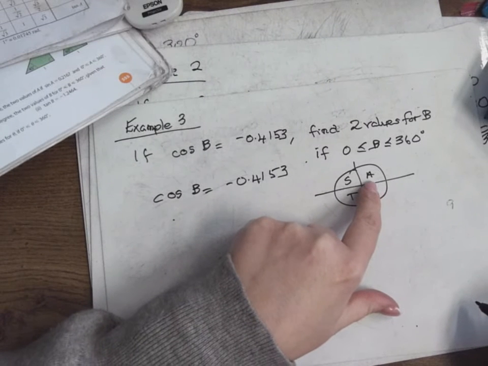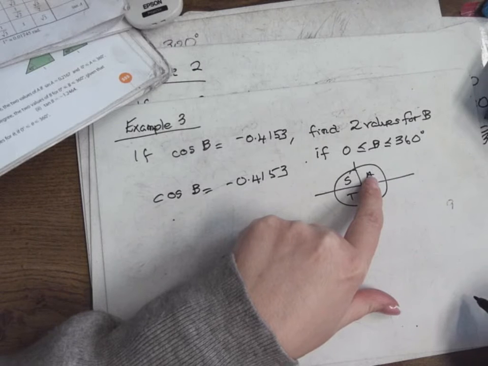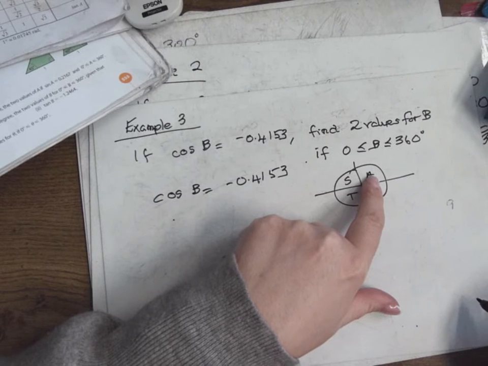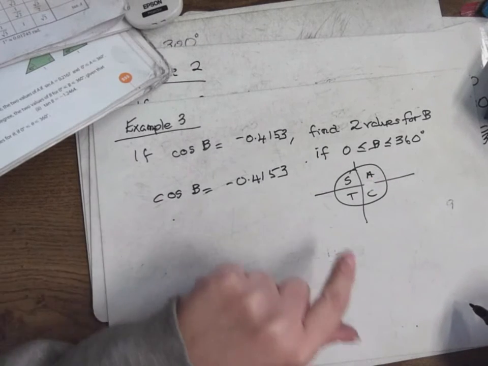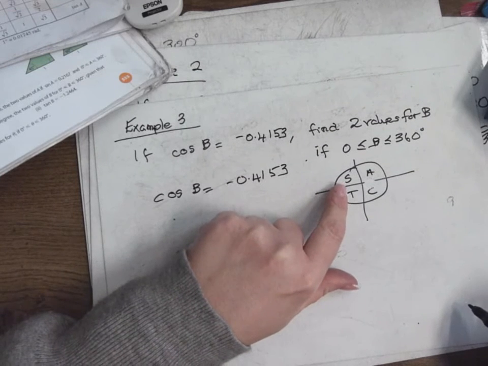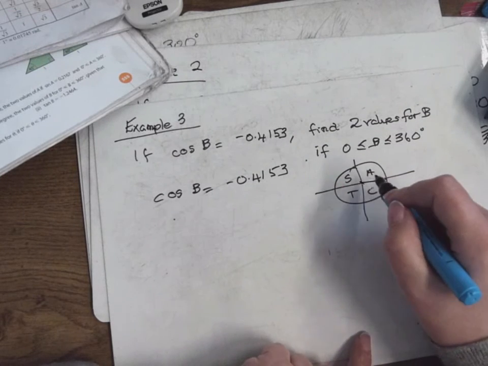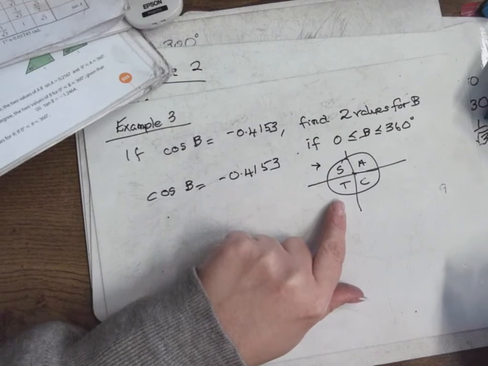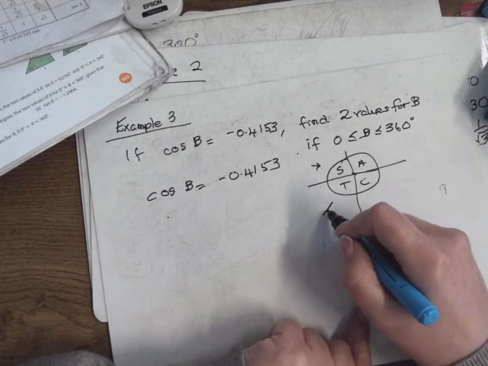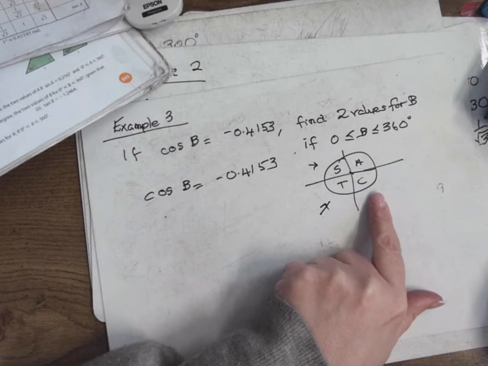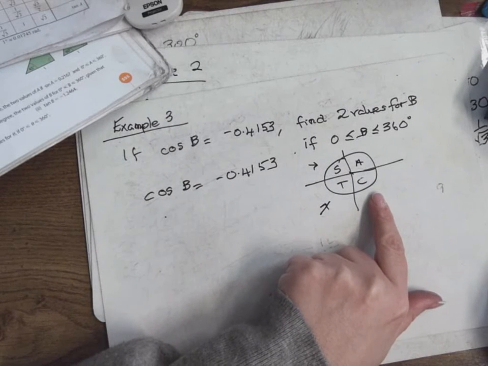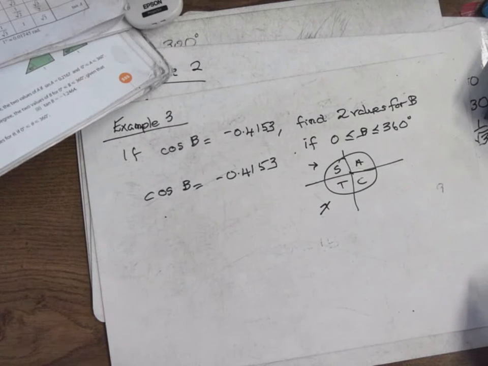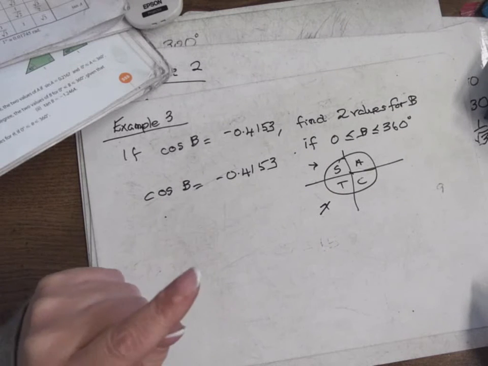So is there one in the first quadrant? No, because in the first quadrant cos is positive. So that's not an answer, yeah? In the second quadrant, is cos positive or negative? Negative, so there's going to be an answer in here. Here, is cos positive or negative? Negative, so there's an answer in here. Would you agree? And here, is cos positive or negative? Positive, so there's no answer in there. See how I figured out where my two answers are? Are we okay with that?